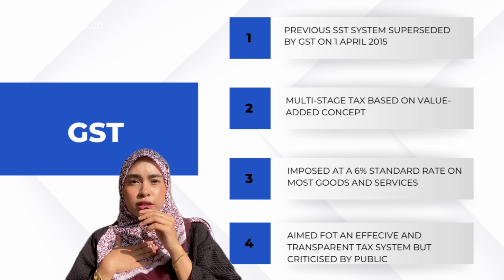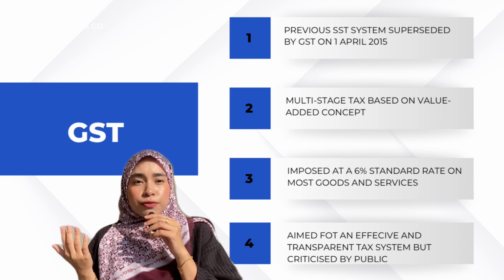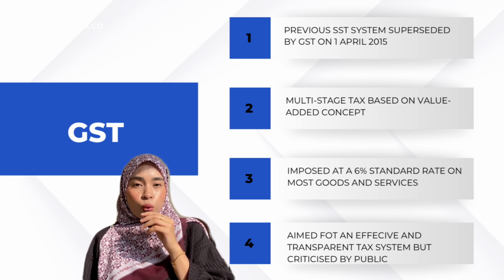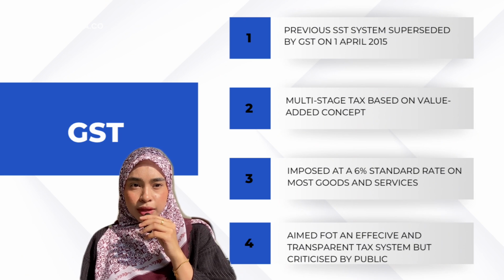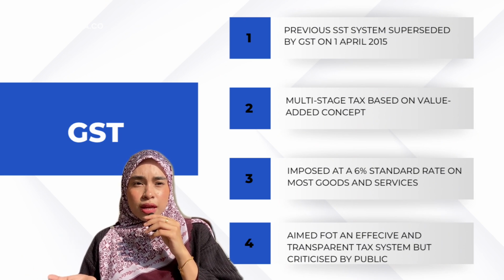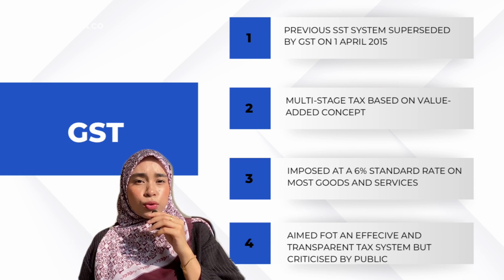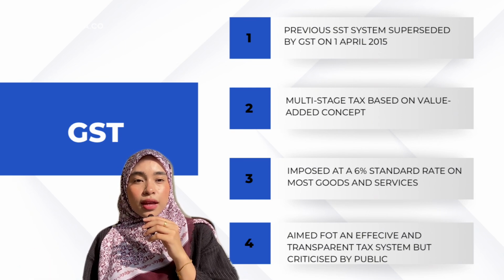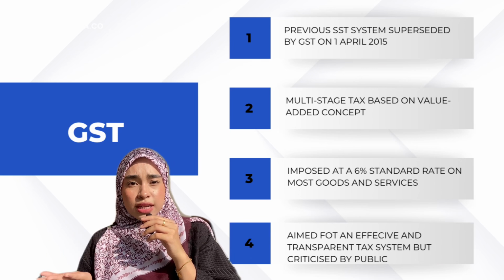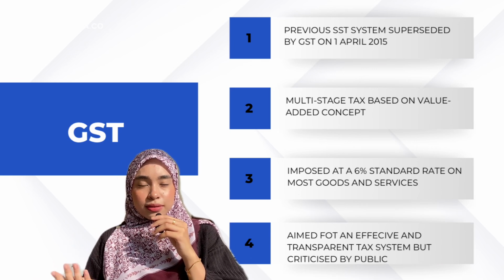Next, I will talk about the process of implementation of GST and SST in Malaysia. First and foremost, the previous system was superseded by GST on 1 April 2015. Then, there is a multi-stage system based on the value added concept. GST was imposed at a 6% standard rate on most goods and services. Lastly, GST was aimed at an effective and transparent tax system, but unfortunately, it was criticized by the public.